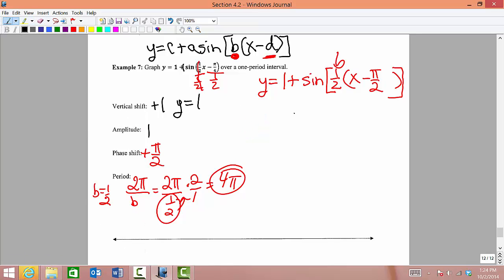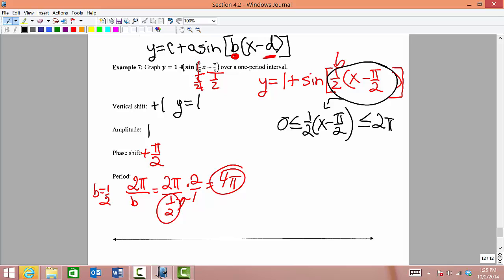Now let's take the input of our function and put it in between 0 and 2 pi. So we're going to take everything that's in the brackets here, and we're going to put it in between 0 and 2 pi. Now to get rid of this 1/2, we can multiply by the reciprocal, so I can multiply everything through by 2. 2 times 0 is 0. 2 times 1/2 is just 1. So we end up getting 1 times x minus pi over 2, which is just x minus pi over 2. And then 2 times 2 is 4, so we have 4 pi.